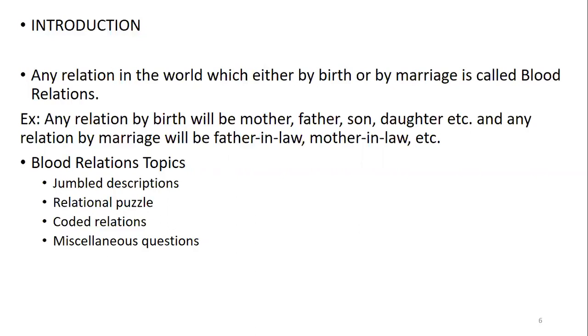You get married to a girl, then her parents are called father-in-law and mother-in-law. So like that it goes. Any relationship by birth will be mother, father, son, daughter, and any relation by marriage will be father-in-law, mother-in-law. So in blood relations, they will be giving you some jumbled descriptions. We have to relate it and make an equation or a pictorial diagram. That is the first kind.